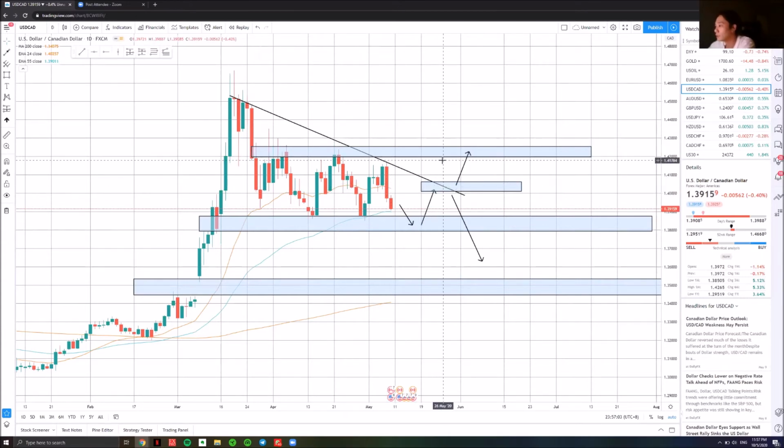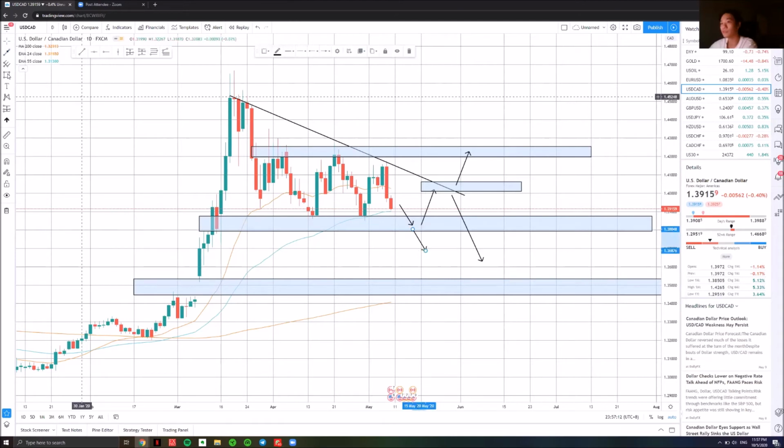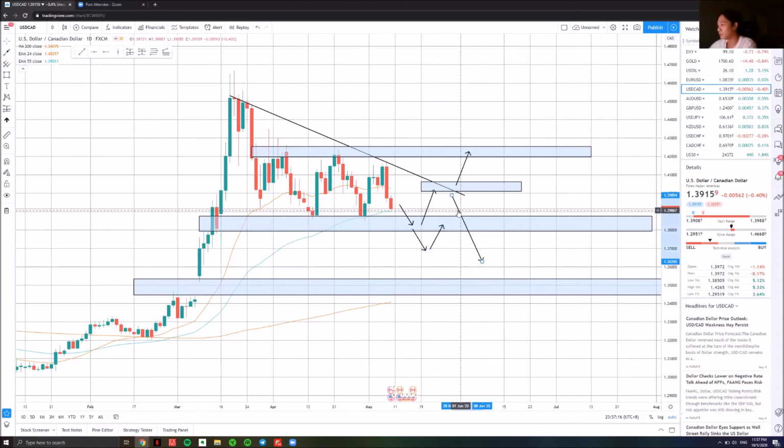And also, if dollar CAD breaks below this demand zone next week, then definitely we would wait for a pullback back into this demand zone that will turn into a supply zone for a sell opportunity. So that's my two analyses for this coming week.